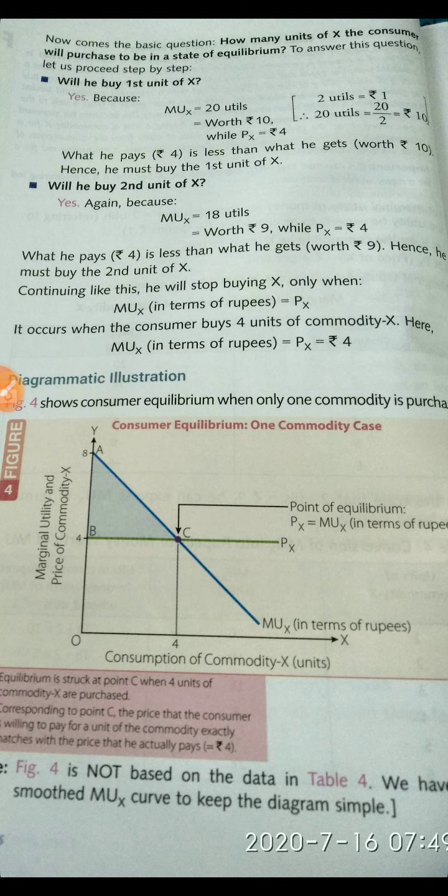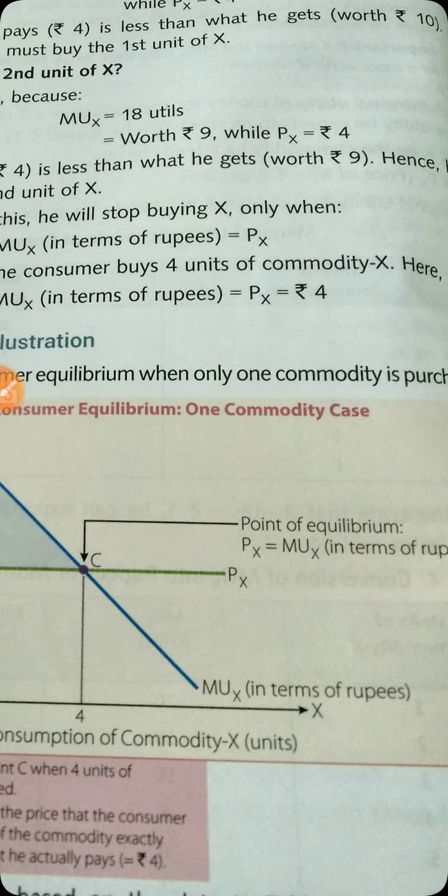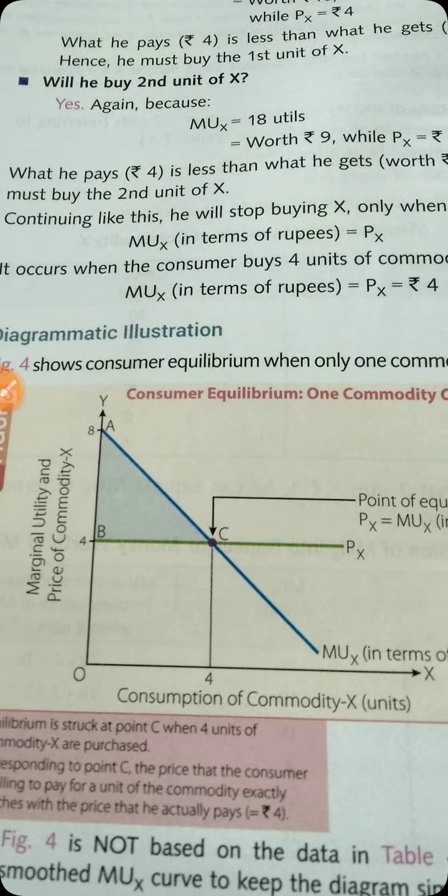At point C, where marginal utility is equal to 4 utils and the price is also 4, that is called the point of equilibrium. Why is it called the point of equilibrium? Because the price of X is equal to the marginal utility of X in terms of rupees. Clear? So this is the consumer equilibrium.